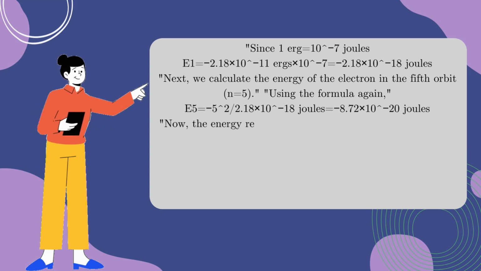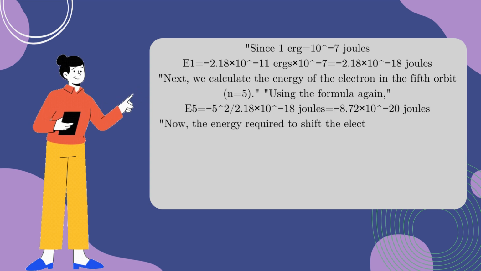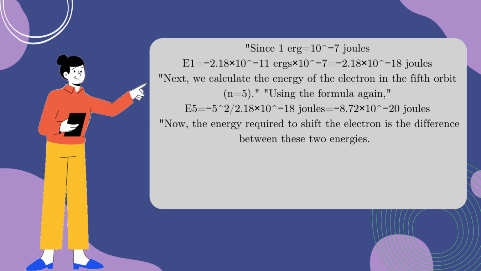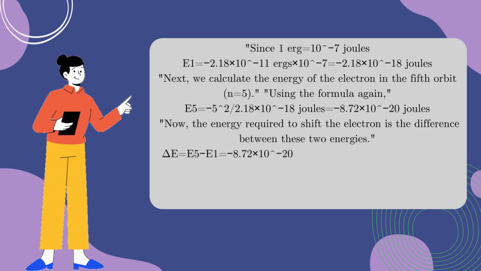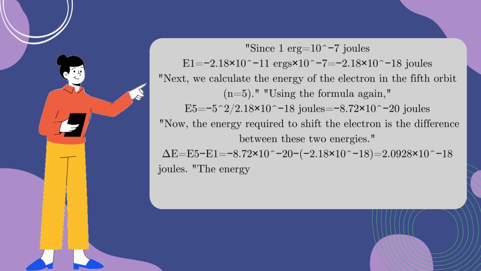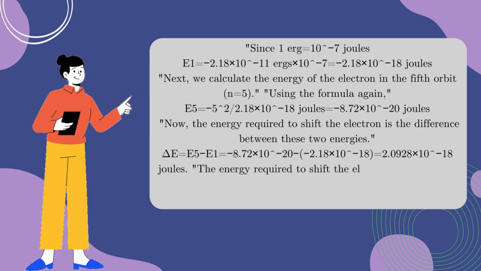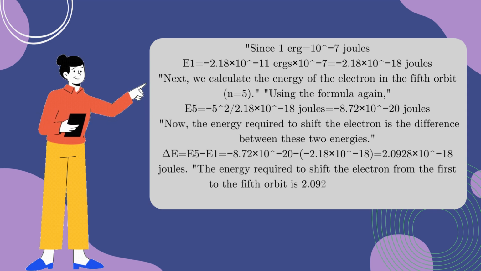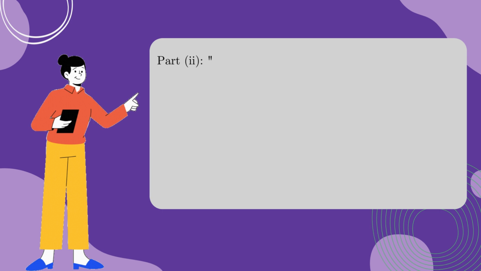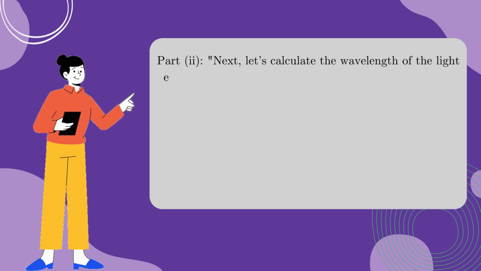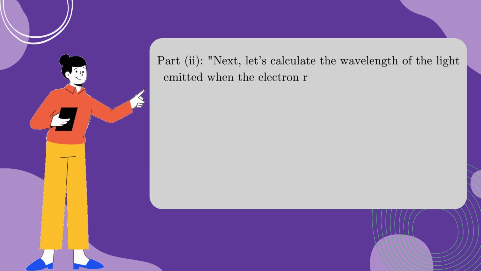Now, the energy required to shift the electron is the difference between these two energies. ΔE = E5 - E1 = -8.72 × 10^-20 - (-2.18 × 10^-18), which gives 2.09 × 10^-18 joules. The energy required to shift the electron from the first to the fifth orbit is 2.09 × 10^-18 joules.